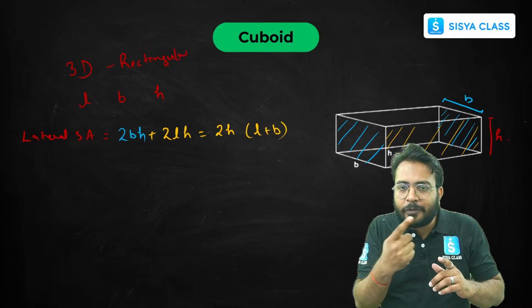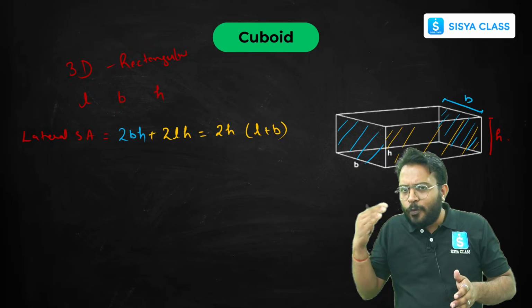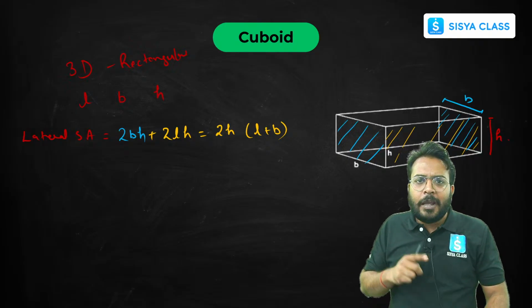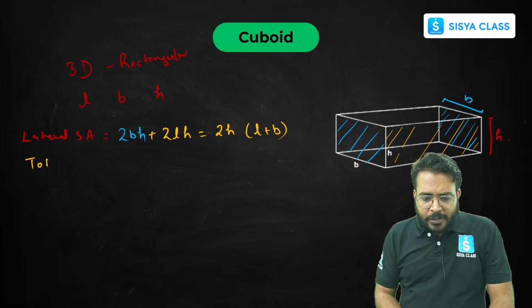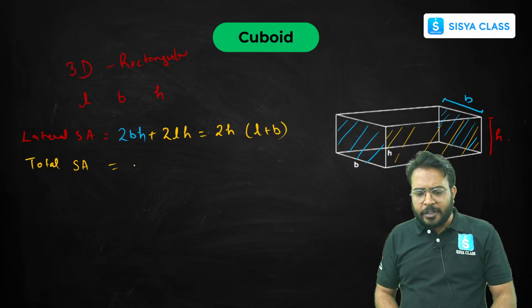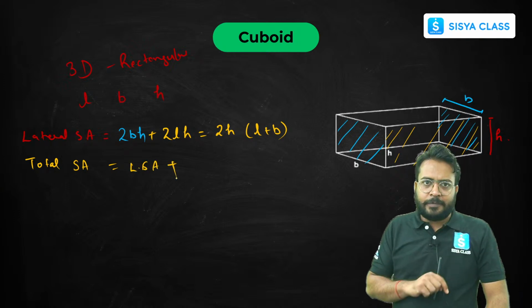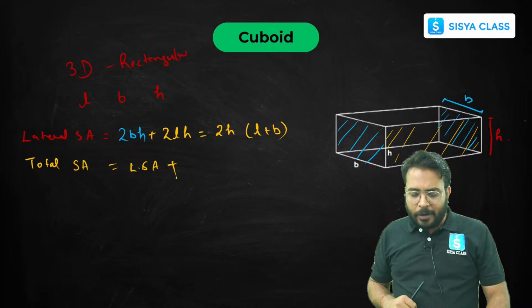So the lateral surface area for a cube or cuboid (for a cube it is easier) is going to be twice of h into (l plus b). Now if I need to find the total surface area, then total surface area means lateral surface area plus area of top and area of bottom.